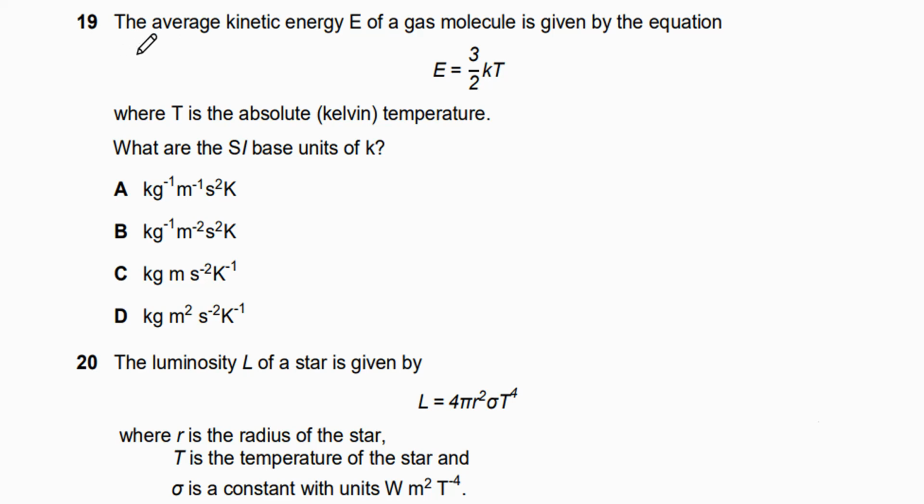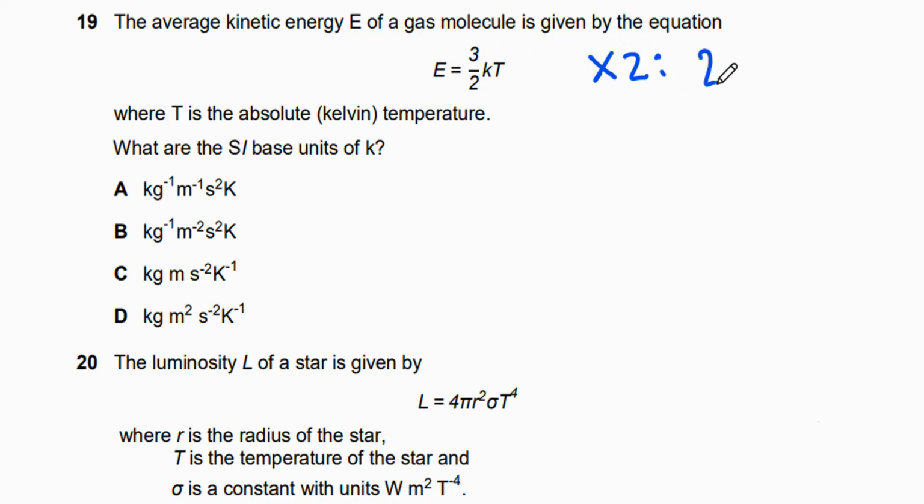Let's look at question 19. The average kinetic energy E of a gas molecule is given by this equation. E equals 3/2 kT, where T is the absolute or Kelvin temperature. What are the SI base units of K? We want to make K the subject of the formula, but we can first get rid of this fraction by multiplying both sides by 2.